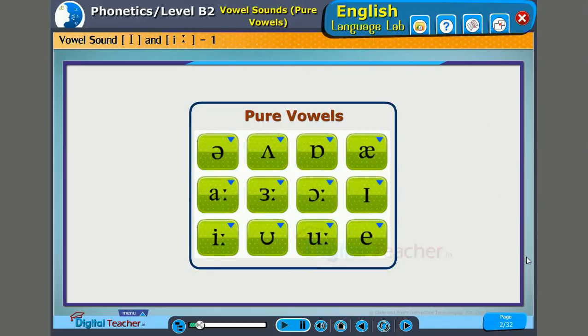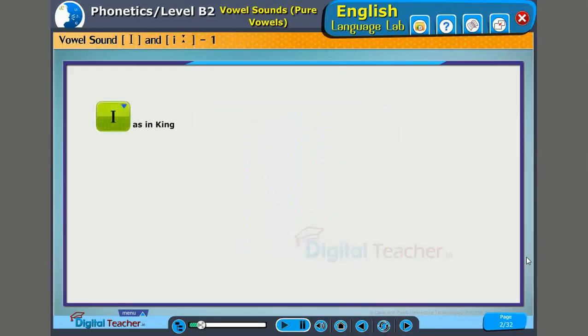And the first vowel that we would learn is sound I. I as in king. It's a short I sound. I at the beginning of the word, as in if, it, is, ill. I in the middle of the word, as in pin, lift, give, miss, listen. Let us go through a few more words, as in gym, symbol, system, rhythm, syrup, build, guitar, guilt, bin, busy.